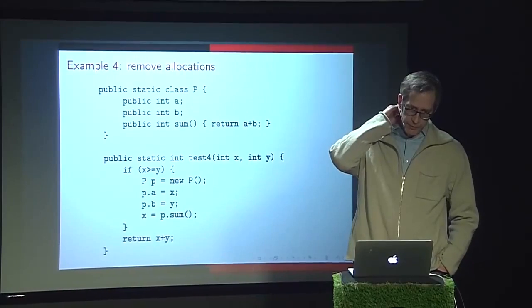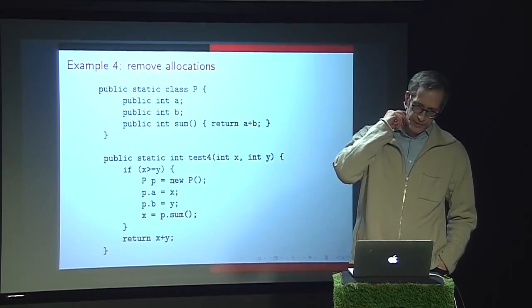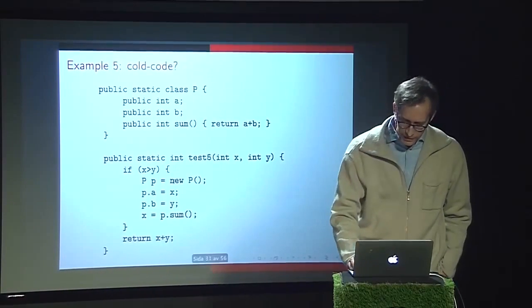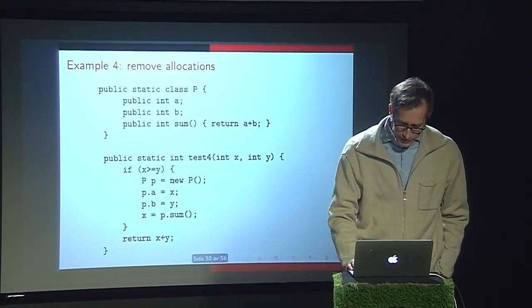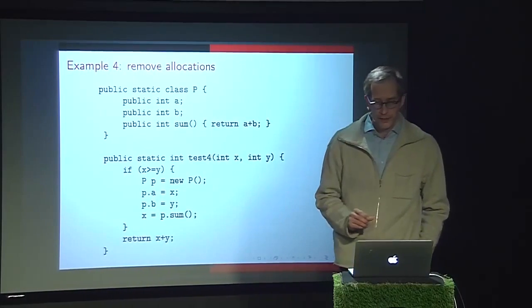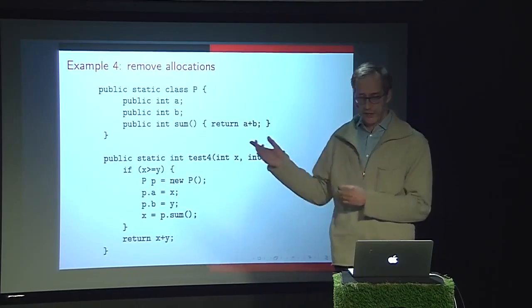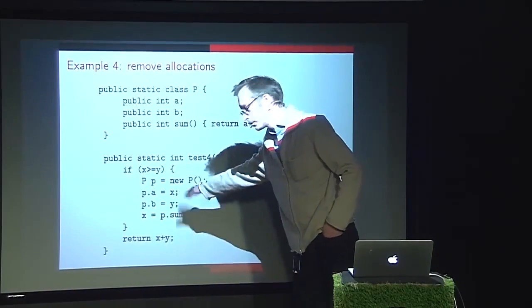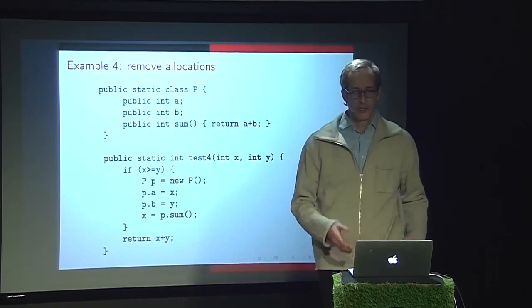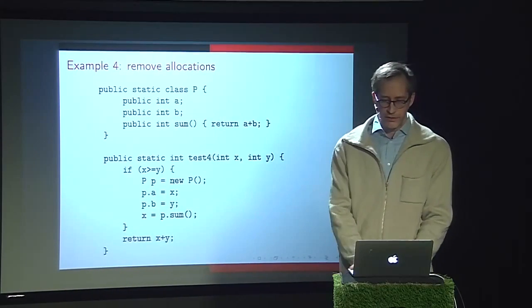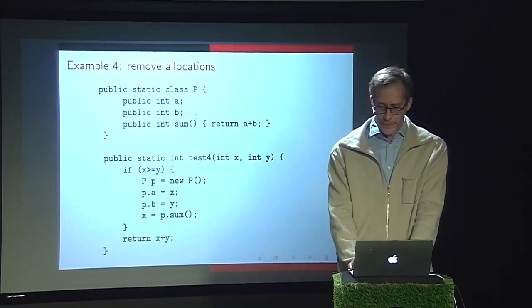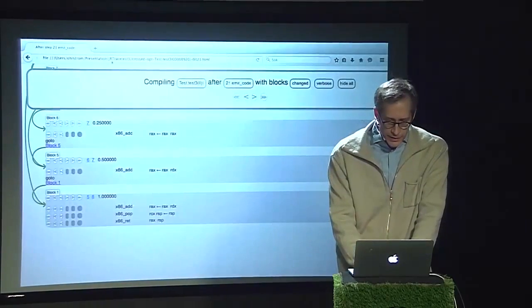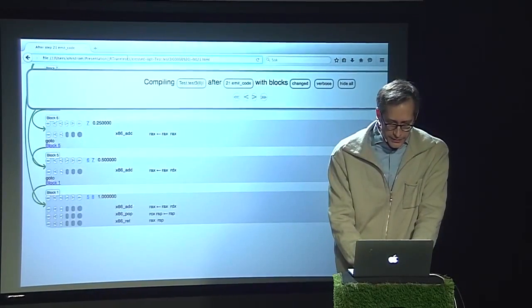Now, remove allocations. Let's see here. Yep. Now, as I told you, I'm feeding this with x equals y all the time, so this code will always execute. It will allocate a lot of objects. The objects are very simple. What will it look like?